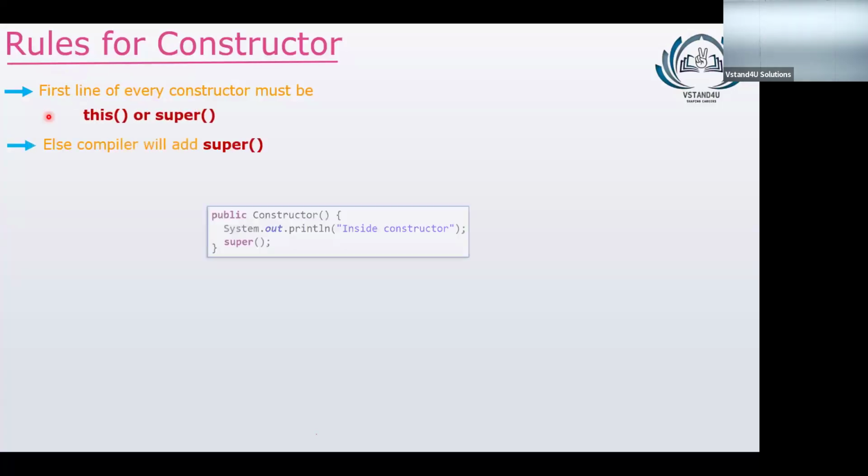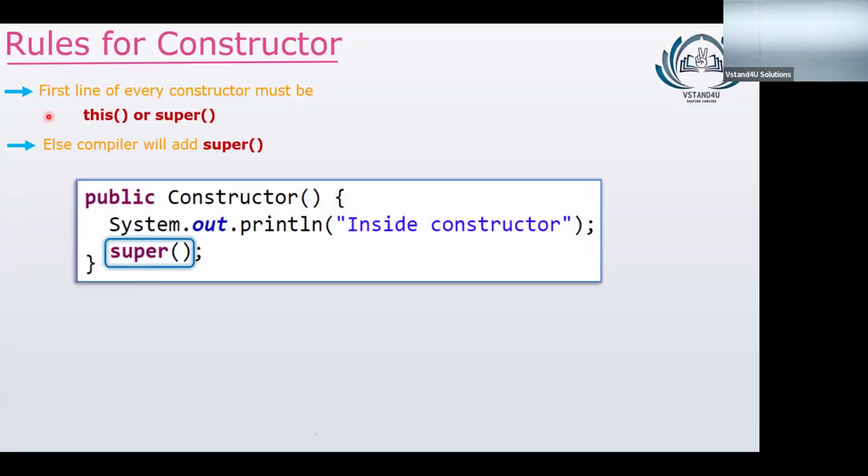Pay attention now. The first line of every constructor must be a this constructor call or a super constructor call. Am I clear? Else, the compiler will add a super constructor call. Am I clear? Agree? Okay, sir.